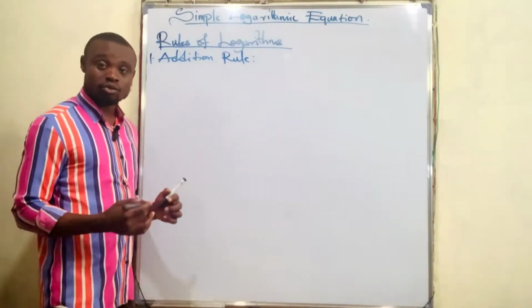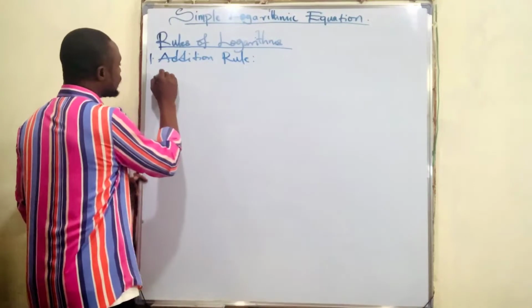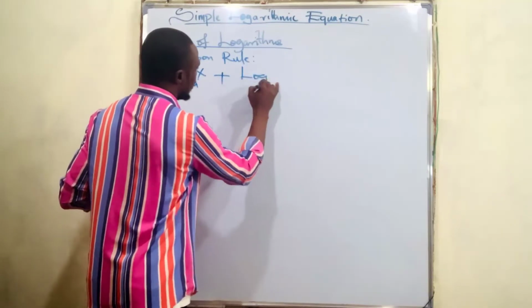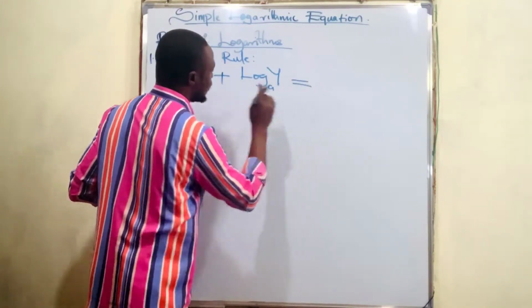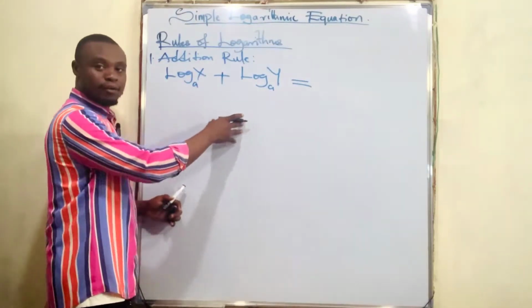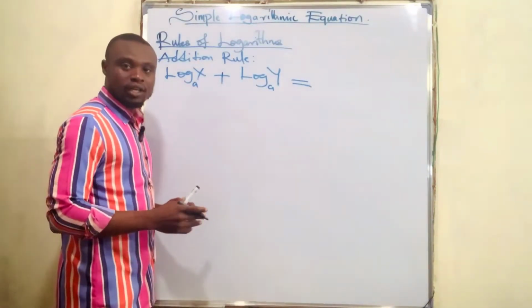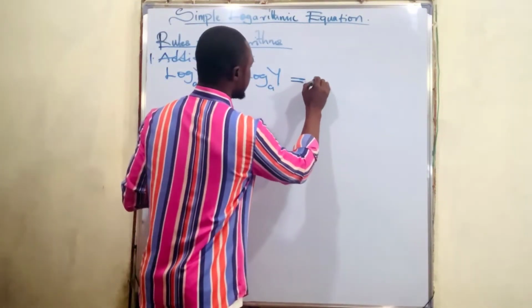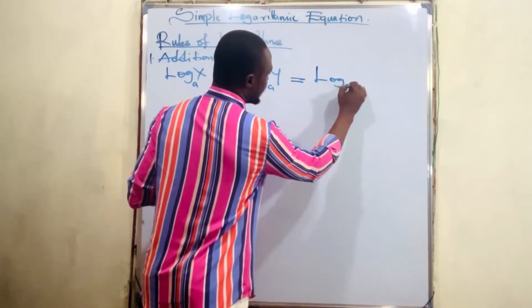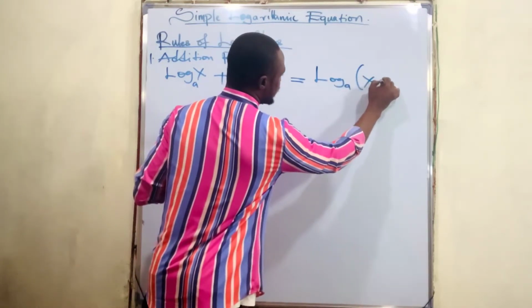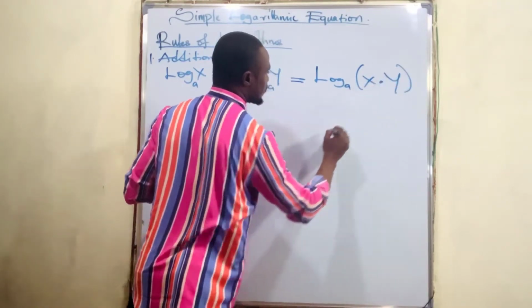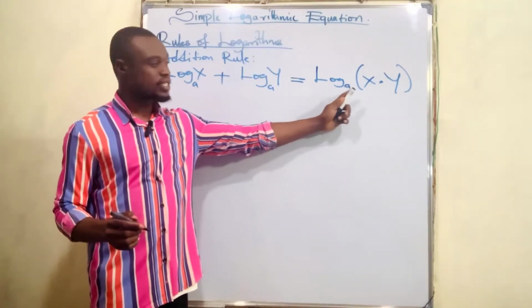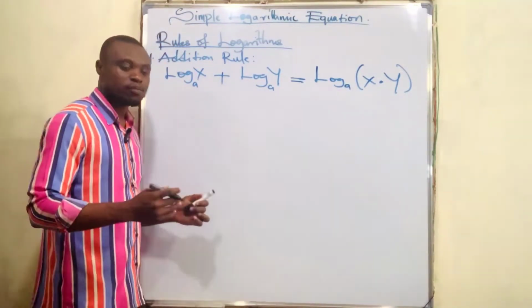Now the addition rule states, for example, if you're given log x base a plus log of y base a. So if we're given a question like this, log x base a plus log of y base a, the basic thing to do is to multiply the two of them. So this is the same thing as log of a in bracket, x multiplied by y. So we have our base and our log outside the bracket, and you have the two numbers multiplying themselves.